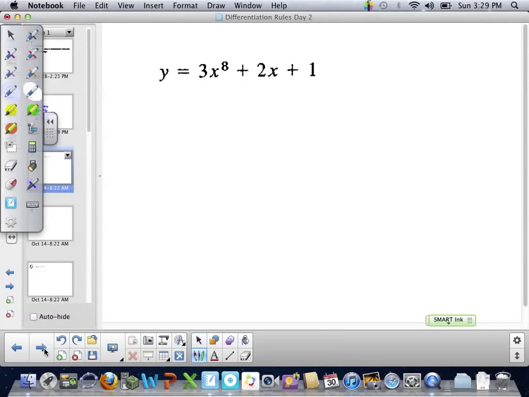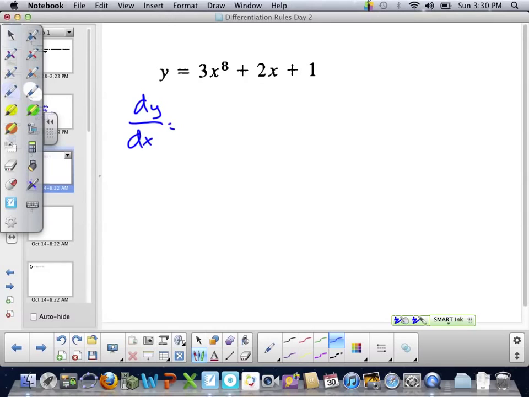So we'll start this off, dy/dx equals, we'll take 3 times 8, which gives us 24x, and then 8 needs to power down, x to the 7th. The derivative of 2x is 2, and the derivative of 1 is 0 because it's a constant.